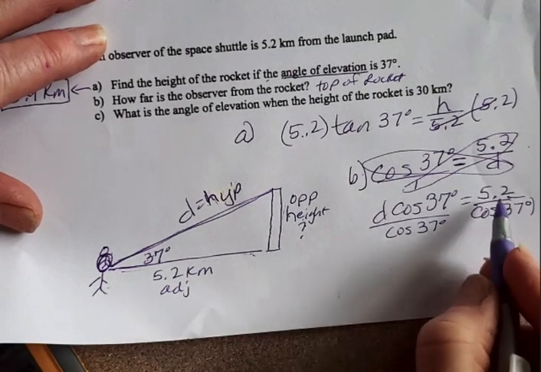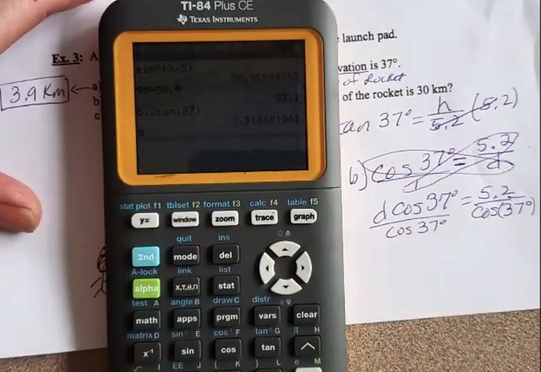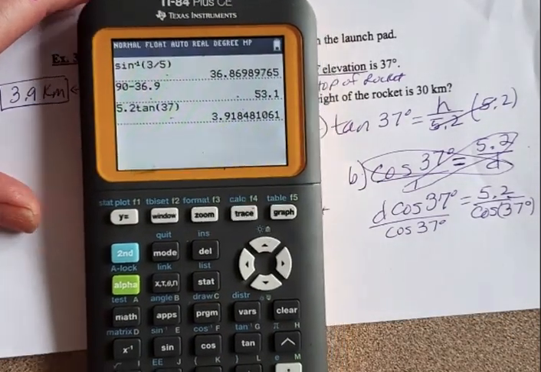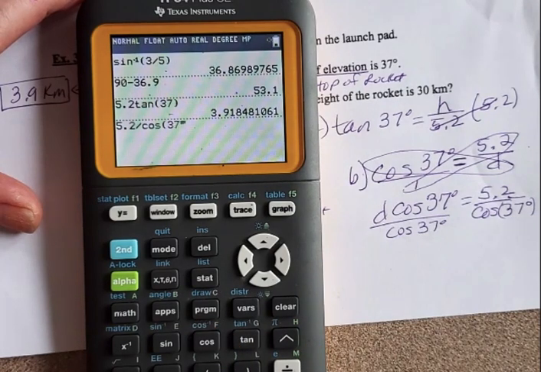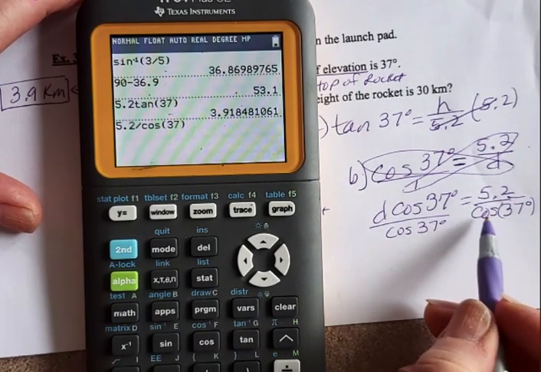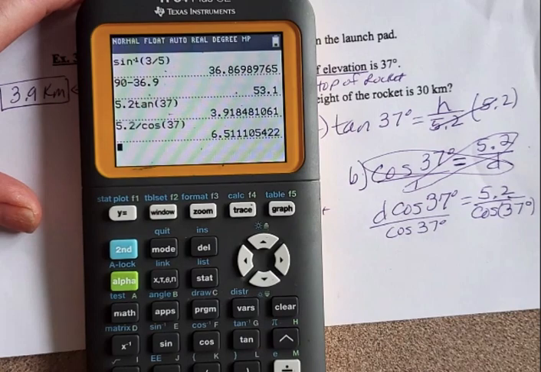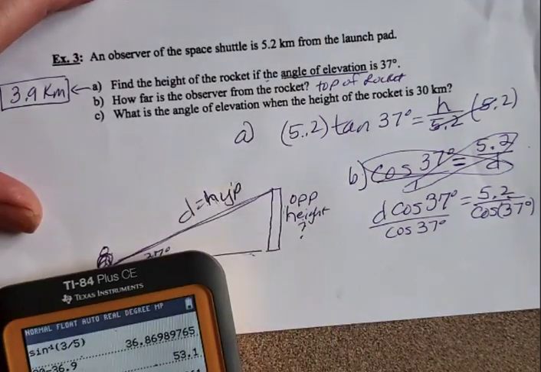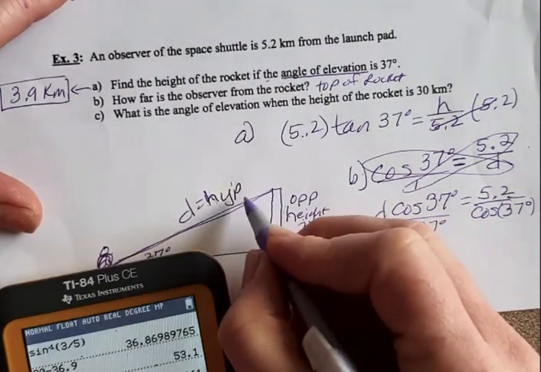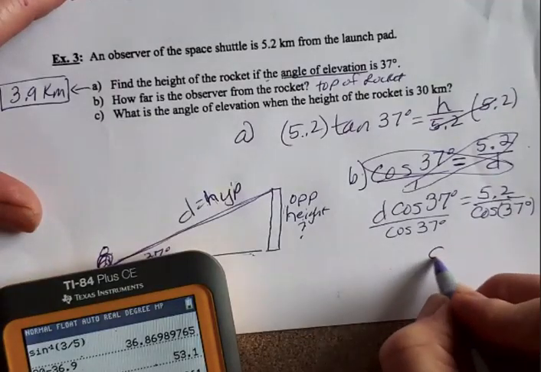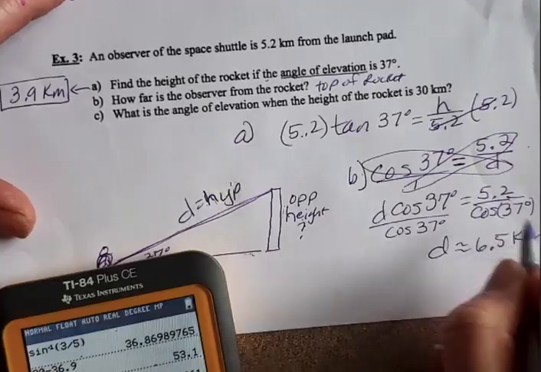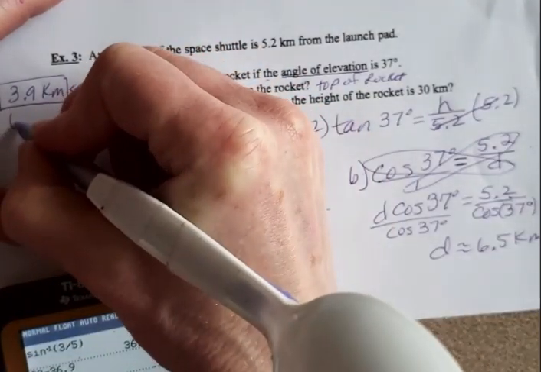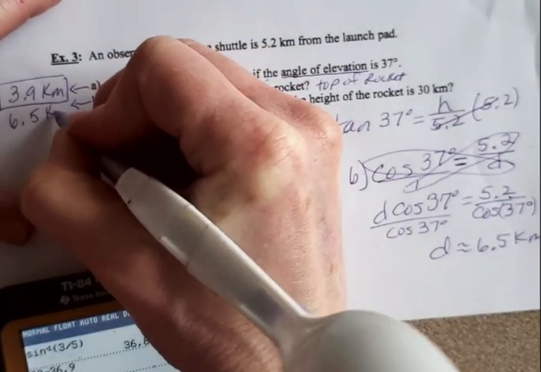distances. I'm just going to go into the calculator and do 5.2 divided by the cosine of 37 degrees. Cosine of 37 degrees is just some decimal. So that'll give me about 6.5. So this distance right here is about 6.5 kilometers. So the answer to part B, 6.5 kilometers.